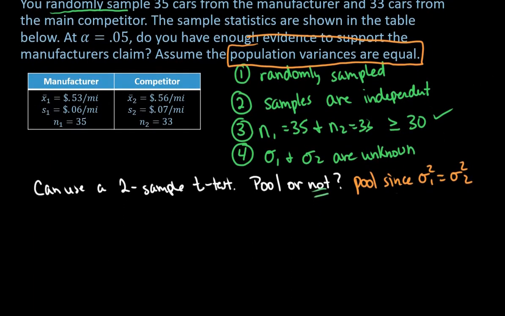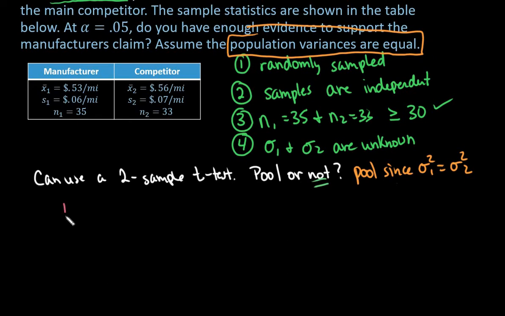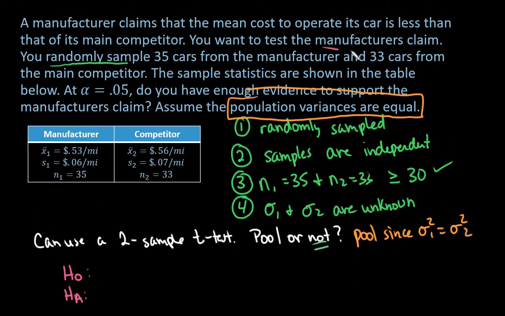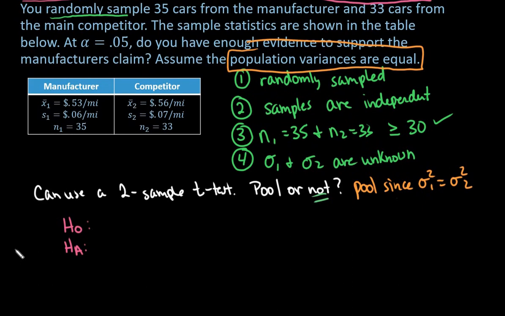All right, so let's get into the actual hypothesis test. So our first step is to set up our null and our alternative. Okay, so we want to identify the claim. The claim tells us that we're testing the manufacturer's claim that the mean cost to operate its car is less than that of its main competitor. Okay, so we're claiming an inequality statement because it says it's less than, so our claim would be about the alternative hypothesis. So we're either going to support that claim or we're not going to support that claim.